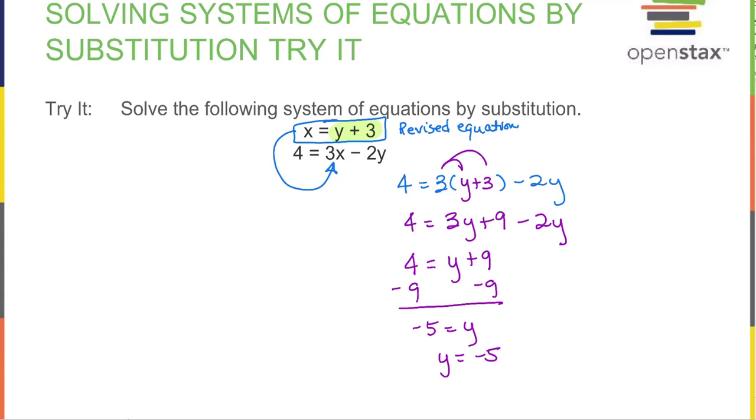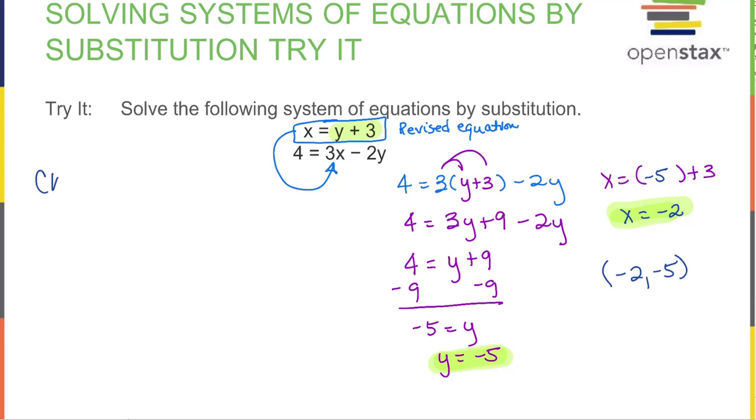Alright, so now I'm going to take this and I'm going to sub it back into that equation, x equals y plus 3. And we're saying that y is really negative 5. So x equals negative 5 plus 3, which is negative 2. So I think that our answer is negative 2 comma negative 5, but we do need to check and make sure.